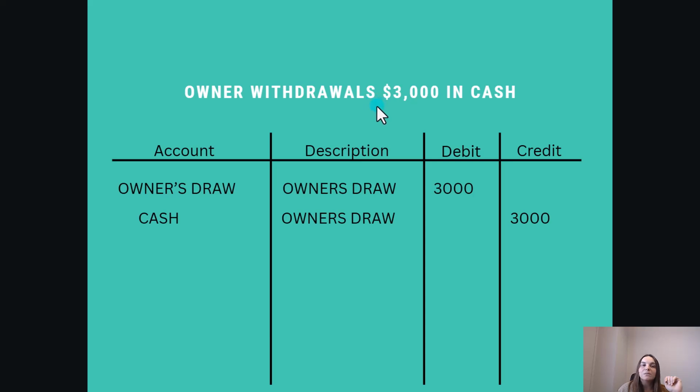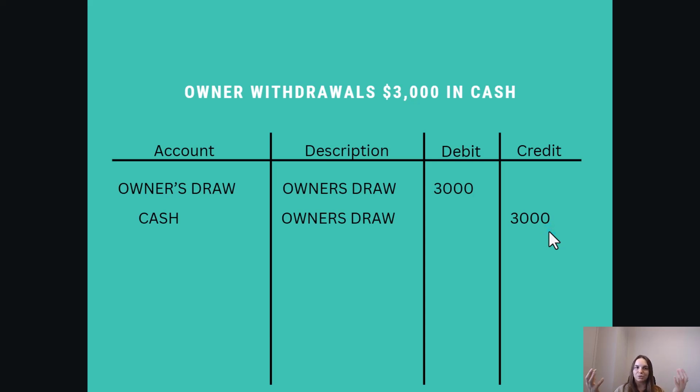Owner withdraws $3,000 in cash. So owner's draw has a normal debit balance. We are going to increase it with a debit. Cash is an asset and it has a normal debit balance. We need to decrease it, so we're going to credit it. So hopefully that makes sense.